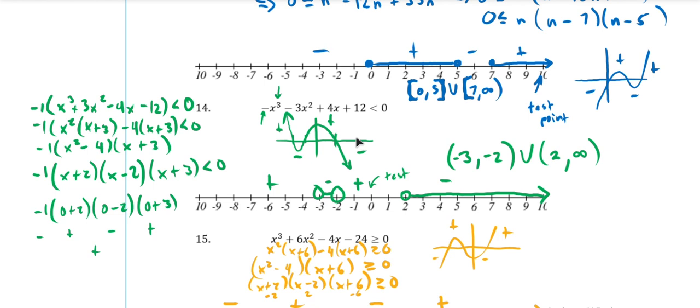The question is asking, where is it negative? So we're going to want to shade in those regions where we have a negative sign, and we're going to mark those intervals this way.